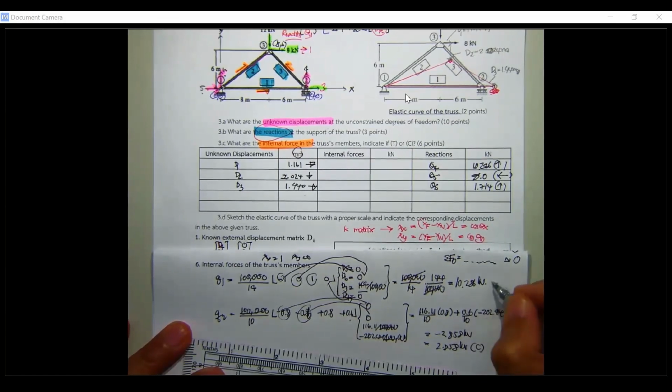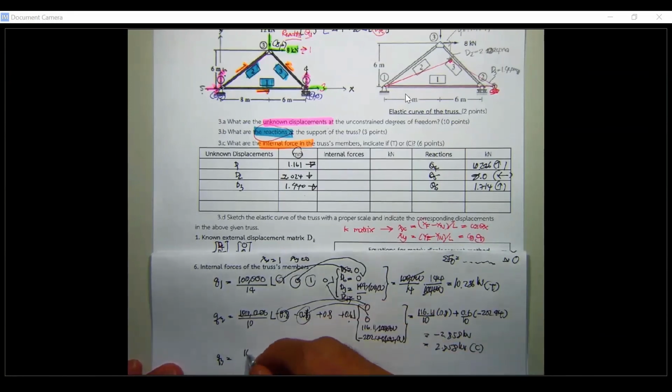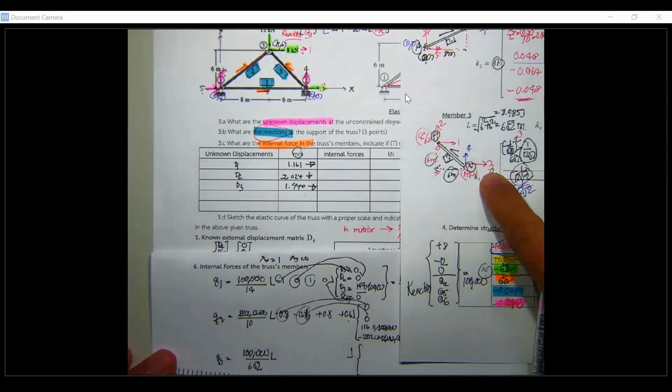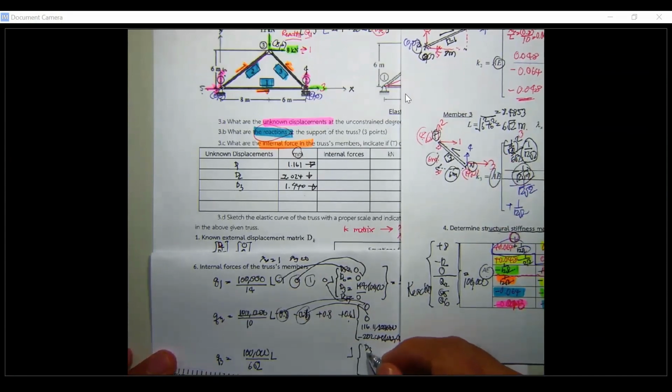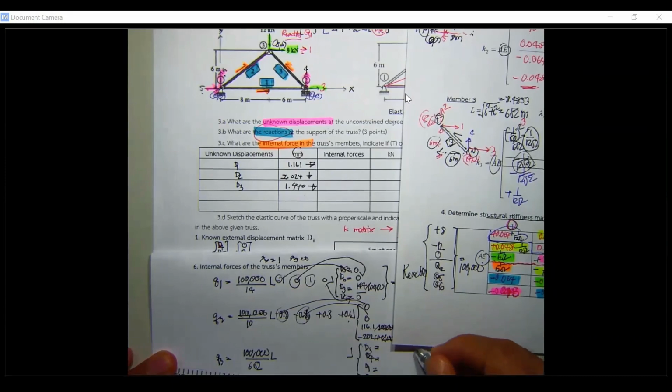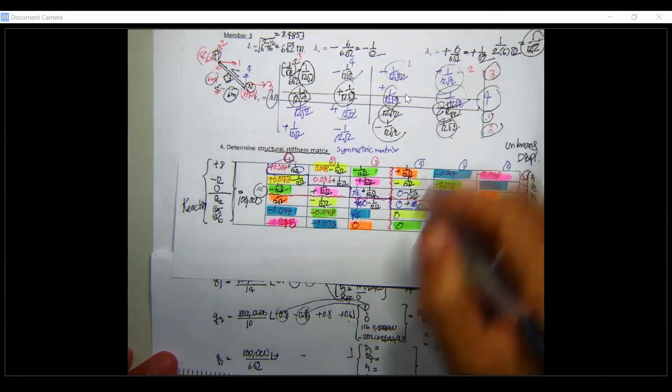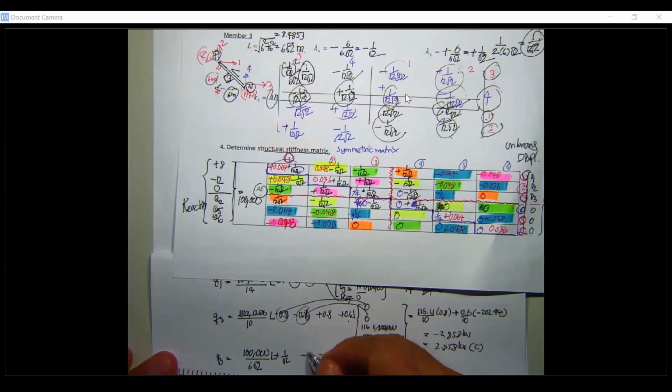And then you got the Q3. Do again: 100,000 divided by its length. Its length is going to be 6 square root 2. And then times this one. And then you go to this member. It's going to be D3, D4, D1, D2. You just put this one like this and do the computation, minus plus. Okay, it's going to be plus minus and minus and plus 1 over square root 2. This is minus 1 over square root 2, this is minus 1 over square root 2, and 1 over square root 2.